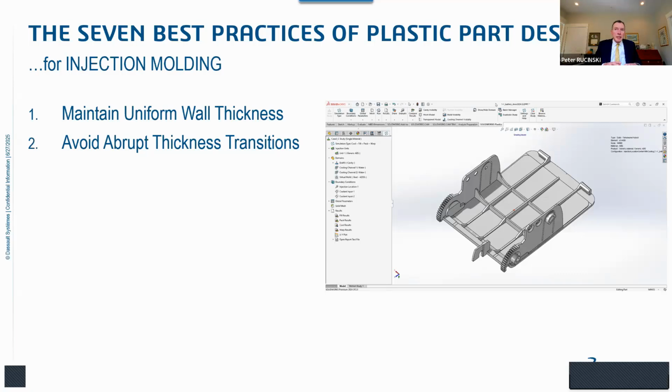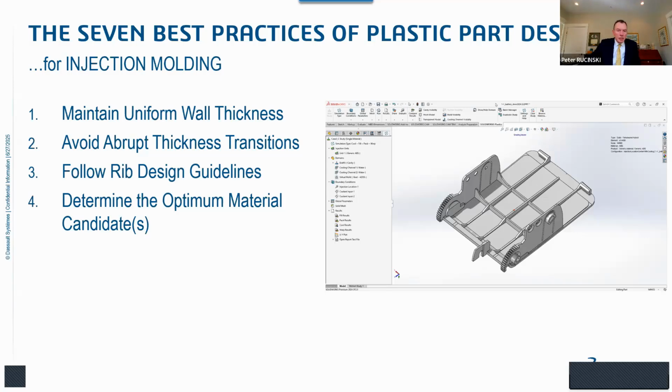So if you cannot maintain 100% uniform wall thickness, or within let's say plus or minus 10% of your nominal wall thickness, you always want to try to avoid abrupt thickness transitions. Make those nice and gradual. I'll give you some rib design guidelines, some very easy to follow rules of thumb. So even if you're not using simulation, this will help you design and manufacture better reinforcing ribs in your plastics parts.